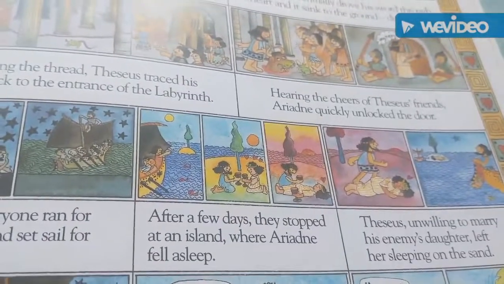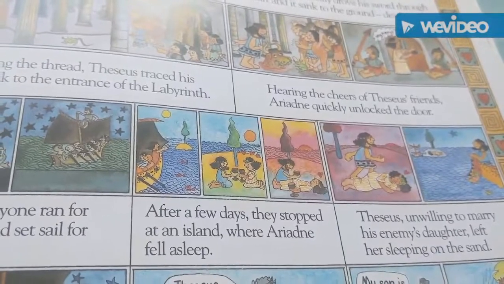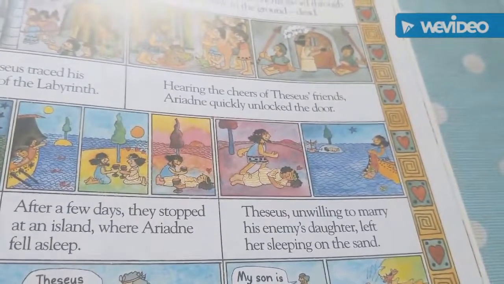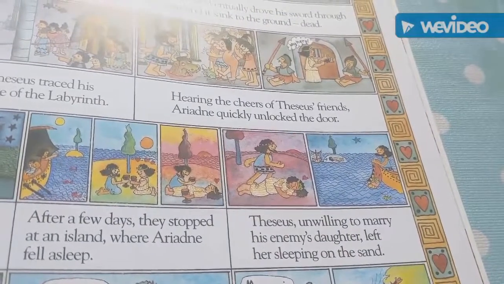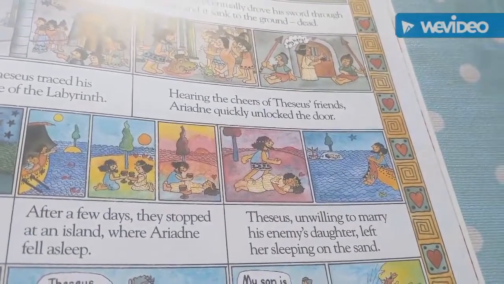After a few days, they stopped at an island where Ariadne fell asleep. Theseus, unwilling to marry his enemy's daughter, left her sleeping on the sand. So he decides, actually, I don't think I want to marry you because you are my enemy's daughter.